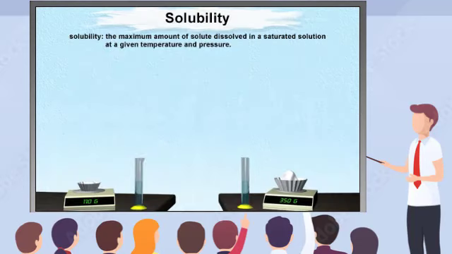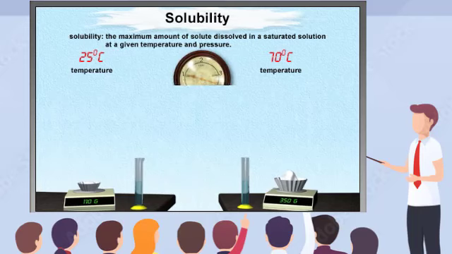The term describing the maximum amount of solute dissolved in a saturated solution at a specific temperature and pressure is solubility. When reporting solubility values, it is important to state the temperature and pressure at which the solution is being made, because temperature and pressure affect solubility.